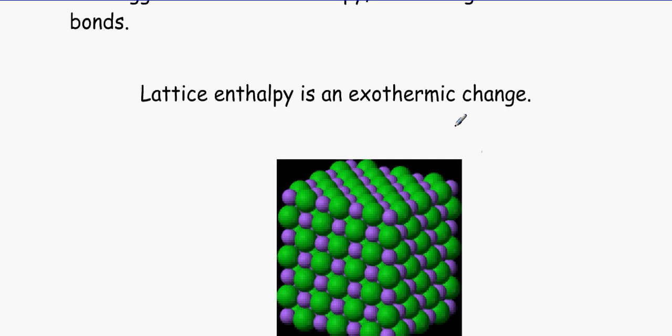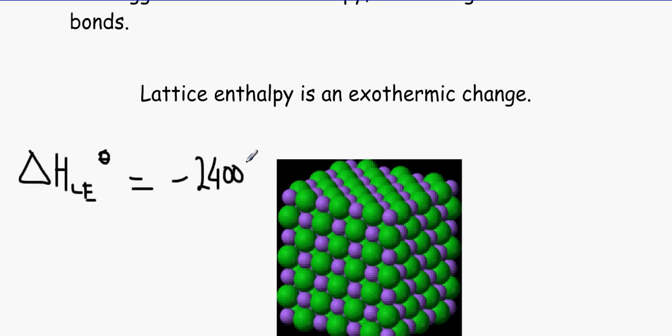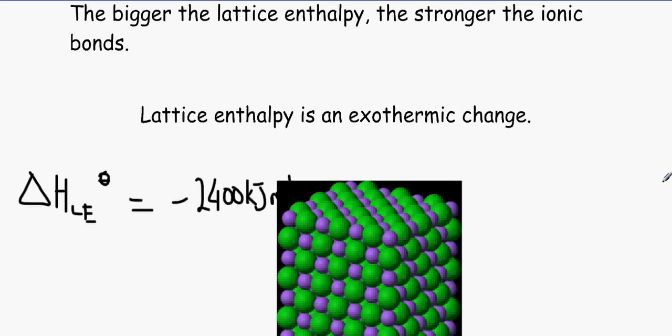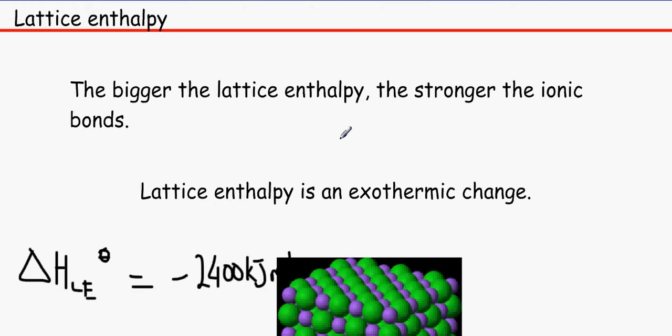So let's say the lattice enthalpy for sodium chloride, and the way we write lattice enthalpy is big delta H, subscript LE, standard conditions. Let's say for example that it is minus 2,400, I don't know, kilojoules per mole. Remember, kilojoules per mole is important because we are dealing with 1 mole.